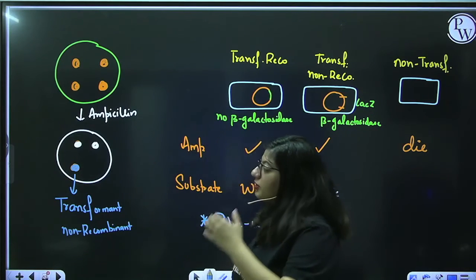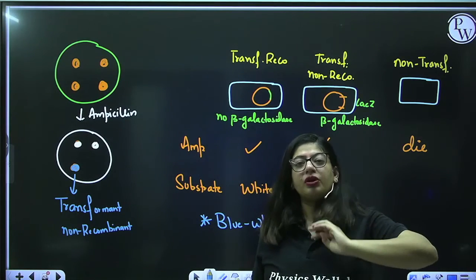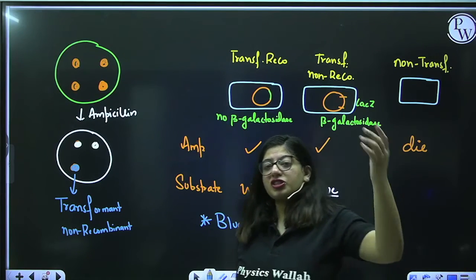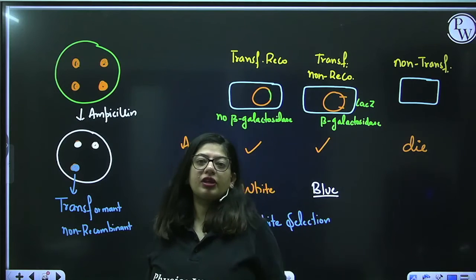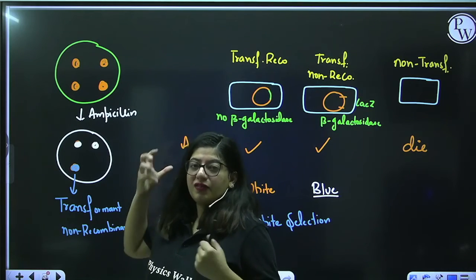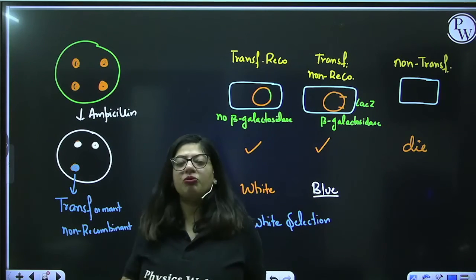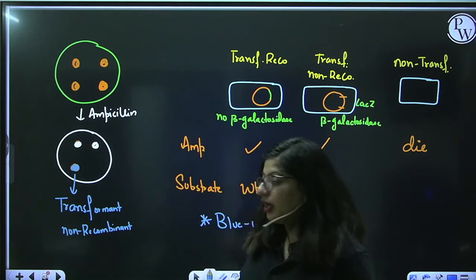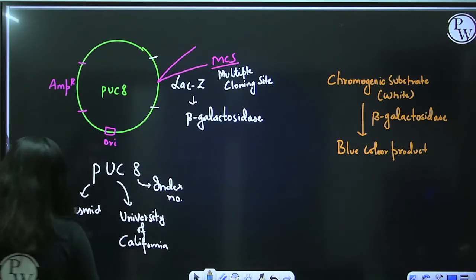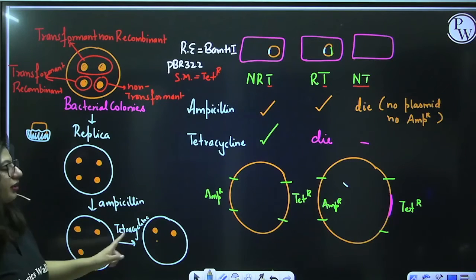This plasmid is better than pBR322 because in pBR322 you have to change the antibiotics again and again. In this, in just one plate you can do both the experiments. That means you can first add ampicillin to it, and to the same plate you can add your substrate. But in pBR322, whenever you are adding a new antibiotic, you have to take the replica again.